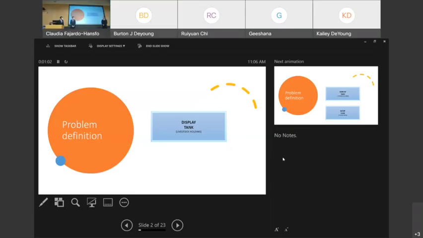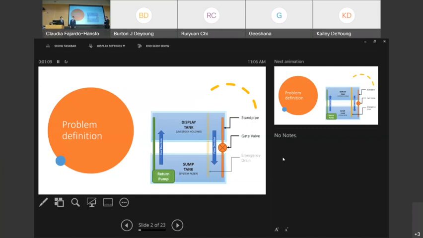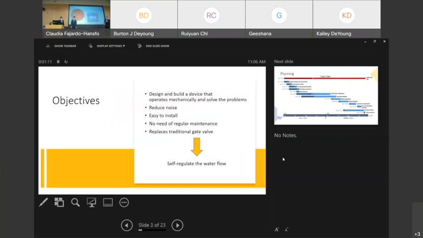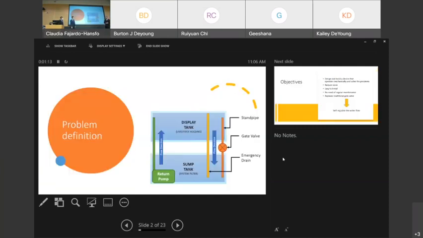Before we get started, we have some problem definitions to go through. Our design is based off of an application in fish tanks. In large fish tanks, you need a lot of filtration to handle the livestock that you're keeping.